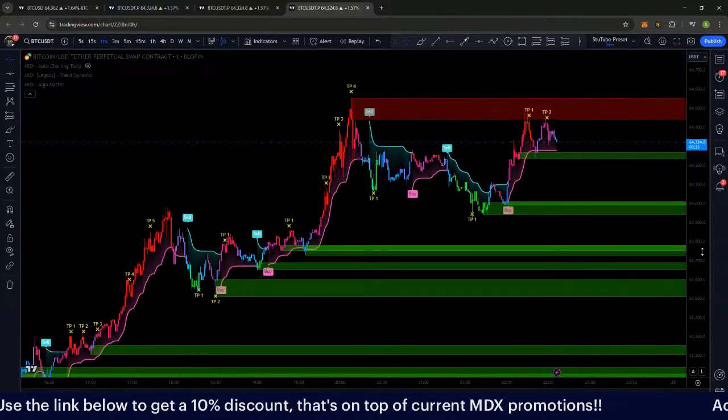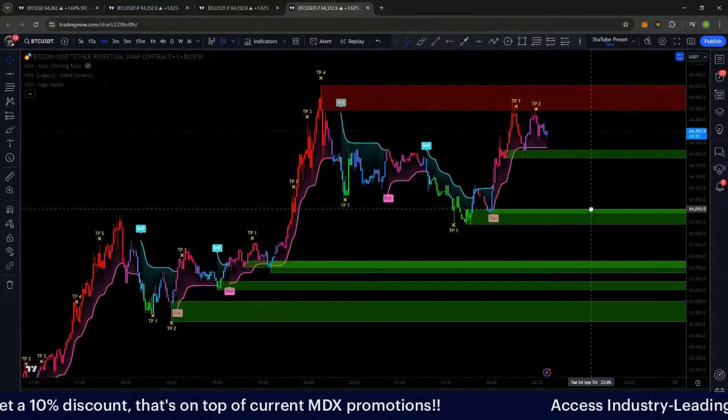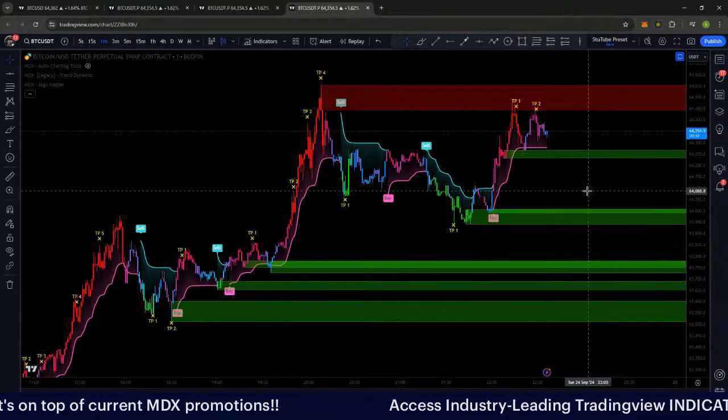I just love how these indicators make my charts look. Like I said earlier, I'm a simple guy. I love my colors.